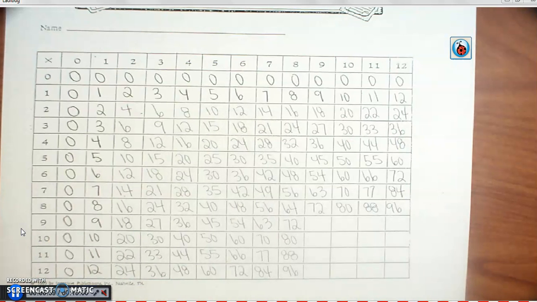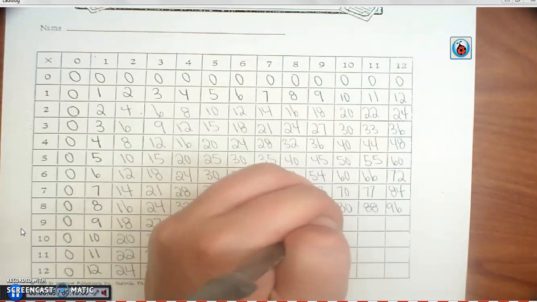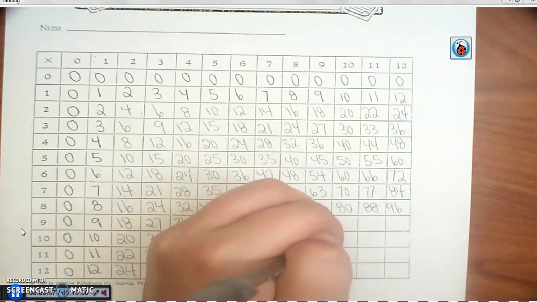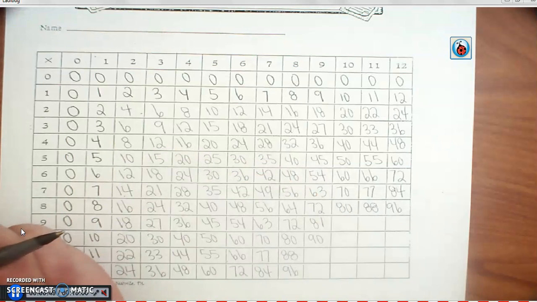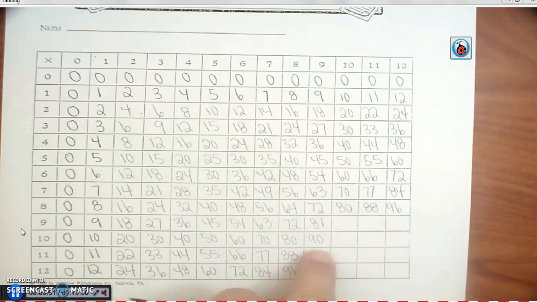Okay, getting a little harder as we get down to this bottom corner. This is where we've been missing a lot. 9 times 9 is 81. 9 times 10 is 90. If you get down to this little square, this is what I like to do, is I'm going to write 90 here. And then I'm going to write 90 right here because that's the same fact. 9 times 10 and 10 times 9. Okay, so I get kind of a 2 for 1.